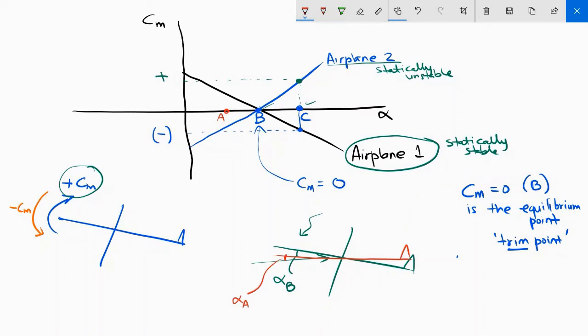So what will happen now? Because of the gust of wind, the state of equilibrium has been disturbed. The angle of attack has changed from alpha B to alpha A. How will airplane 1 respond? How will airplane 2 respond? So there are airplane 1 and airplane 2. Let's first try to understand how airplane 1 will respond in this situation.